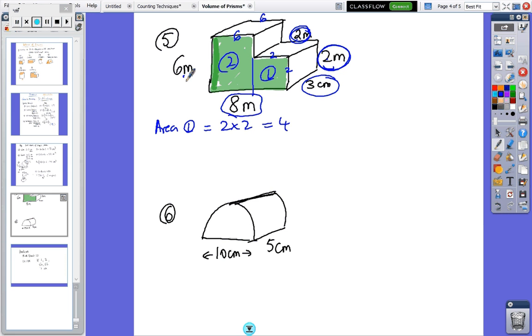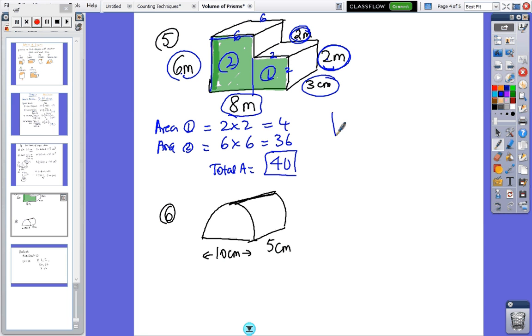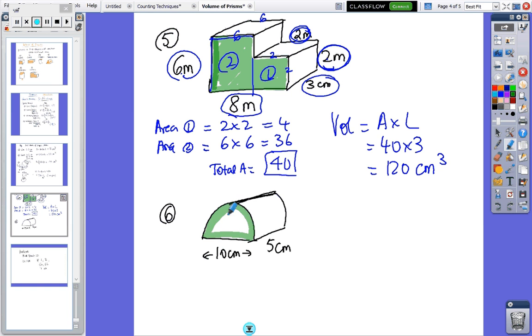That number's 2, the total's 6. Actually, I don't need that. I just need to use a 6. So area 2, I don't need to worry about breaking it up. Area 2 is 6 by 6, which is a bigger square. So the total area is 40. And the volume is the area times the length, so it's 40 times 3, which is 120 centimetres cubed.